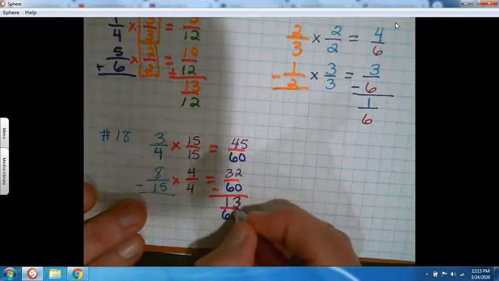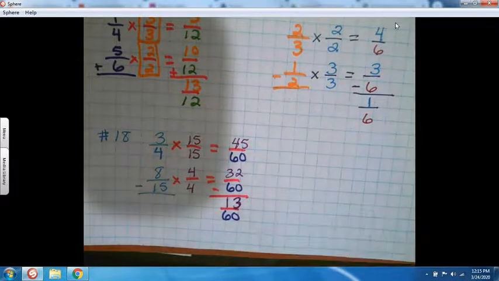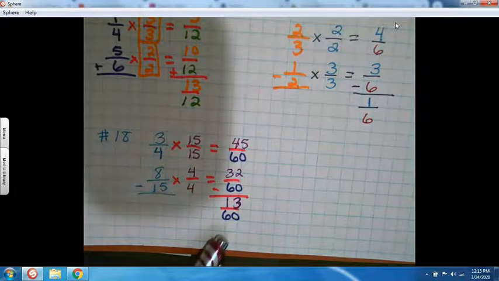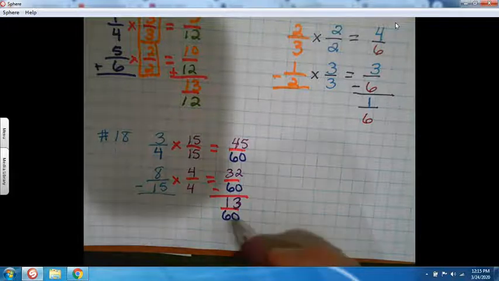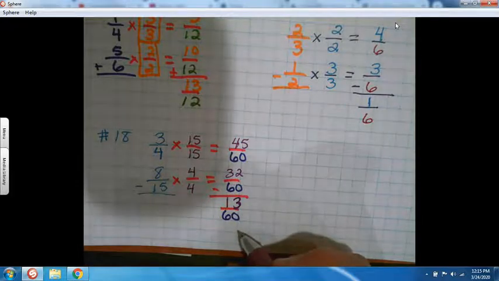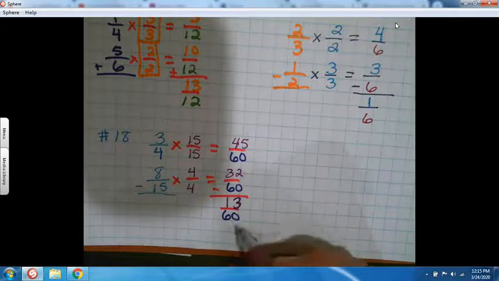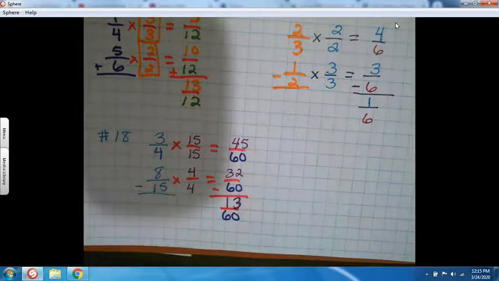So 13 over 60. Now, don't forget, if you can simplify that, do it. But you can't. 13's prime. But if this was like 12 over 60, then we could simplify it from here. Okay, so don't forget that you would have to divide to figure out how to find the greatest common factor.